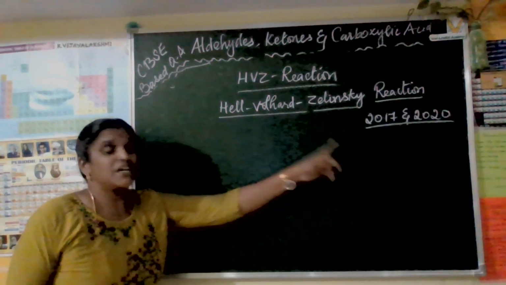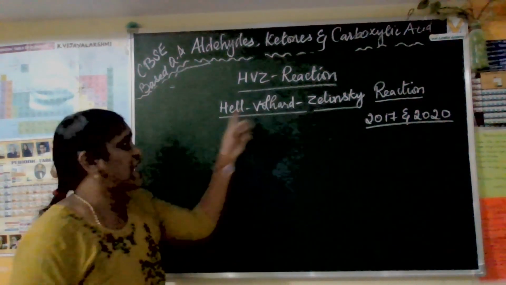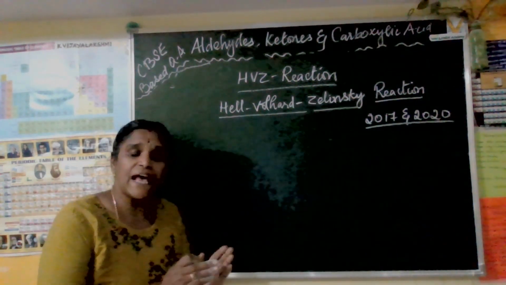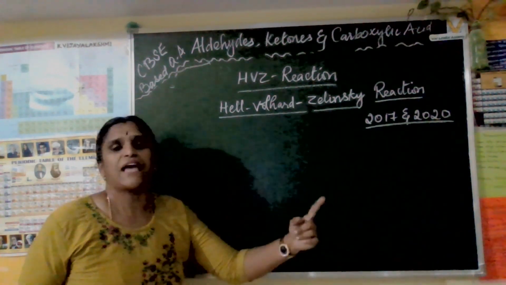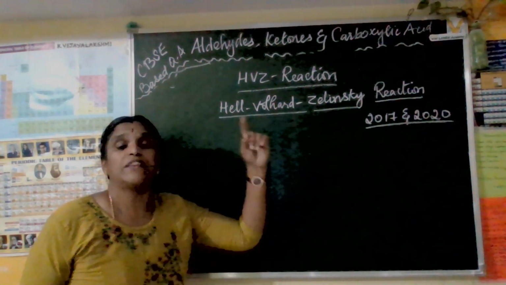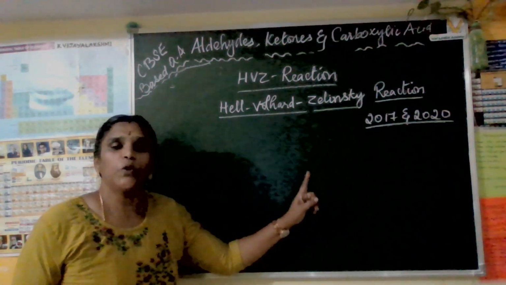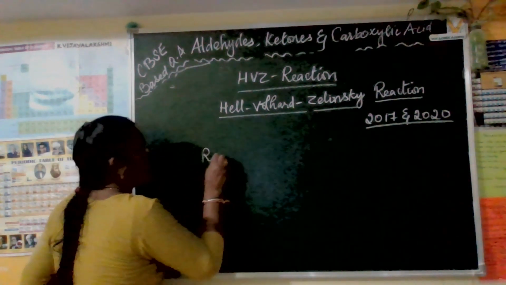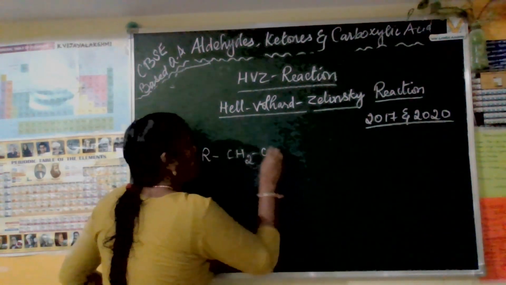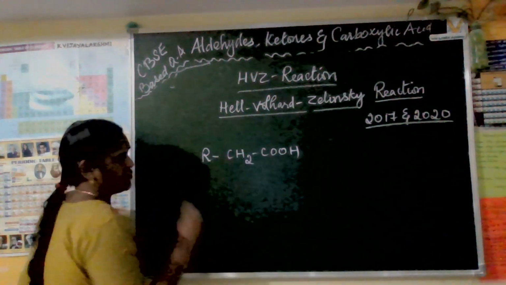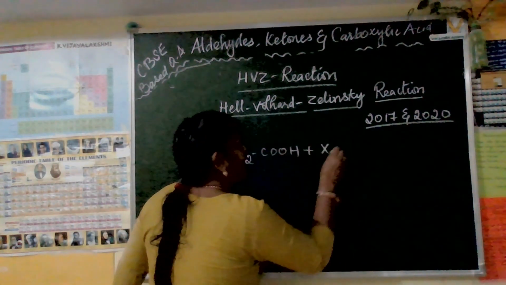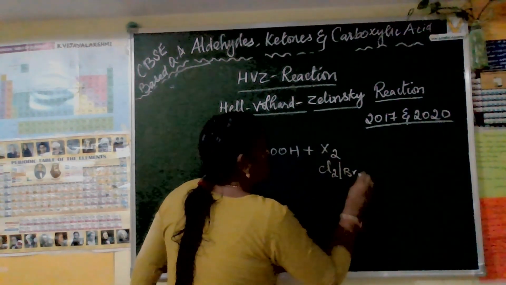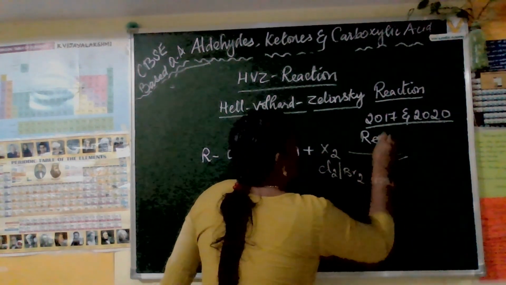This is a very interesting and important question. HVZ reaction, Hell-Volhard-Zelinsky reaction. In this reaction, aliphatic acids or aromatic acids react with a halogen, chlorine or bromine, in the presence of red phosphorus. You will get alpha halo acids. That's all. For example, R CH2 COOH combined with X2, halogen, that is chlorine or bromine, in the presence of red phosphorus.